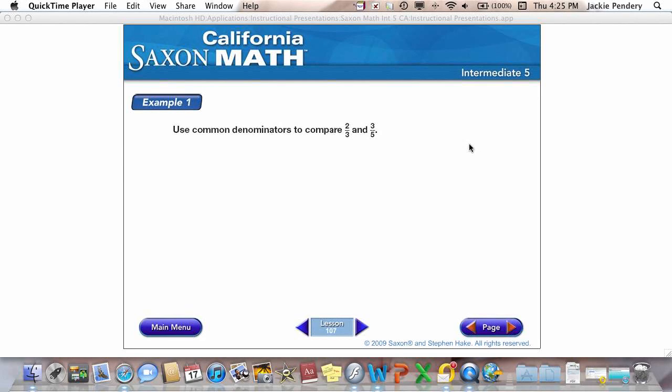Hi everybody, today we will be looking at lesson 107, Finding Common Denominators.